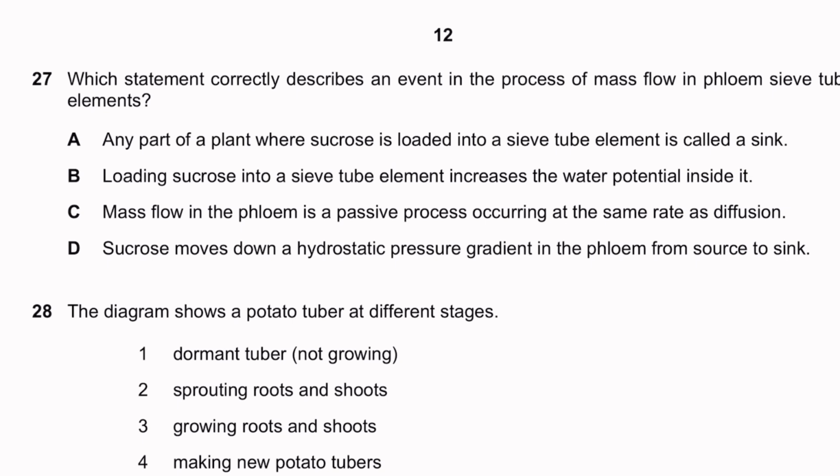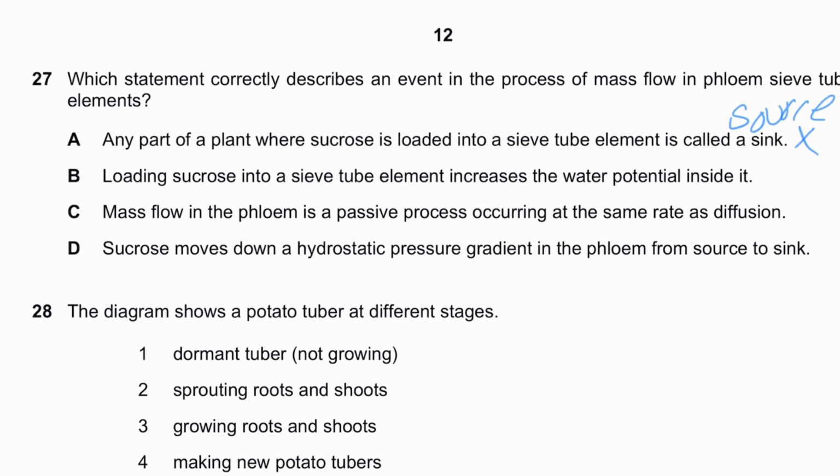Okay, so in the process of mass flow, let's see. Any part of a plant where sucrose is loaded into a sieve tube element is called a sink. Loaded into a sieve tube element is actually a source, not a sink, and that's why the answer here is not A.